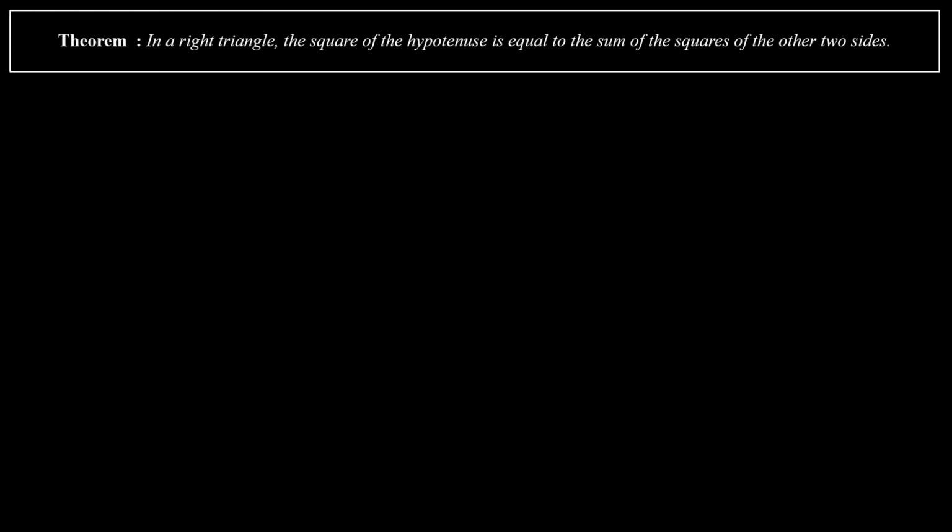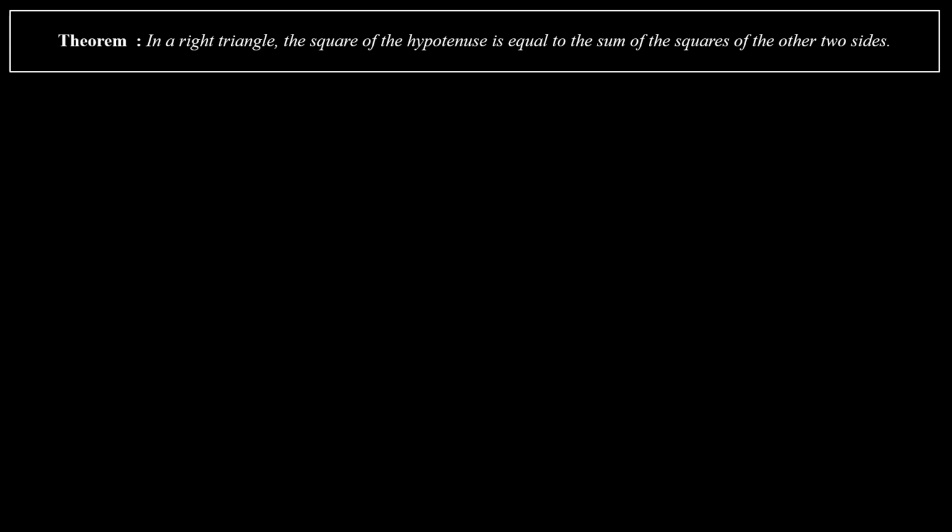Now see, this theorem can be stated as: in a right triangle the square of the hypotenuse is equal to the sum of squares of the other two sides. Or simply you will be asked to state and prove the Pythagoras theorem. It can be asked in both the ways.